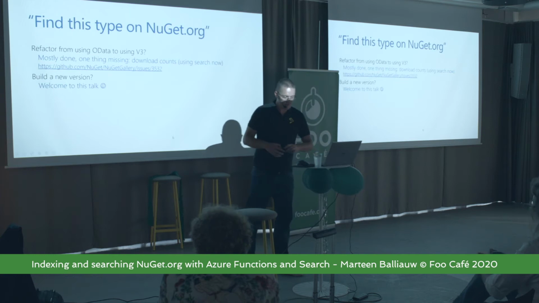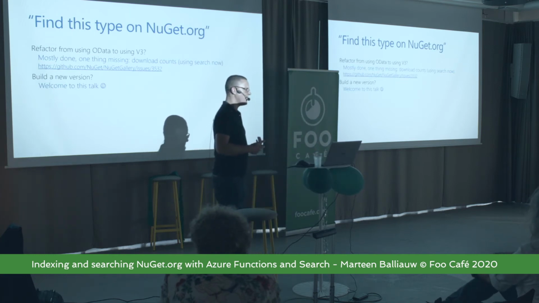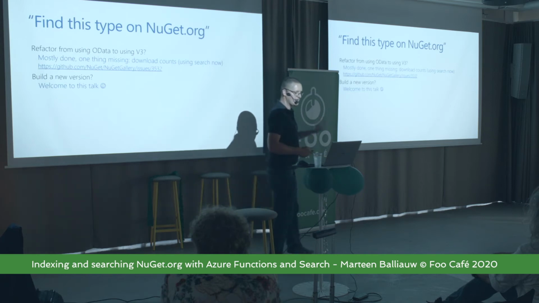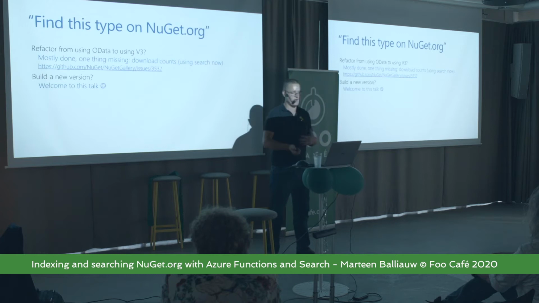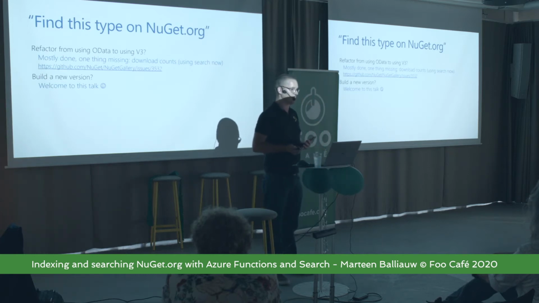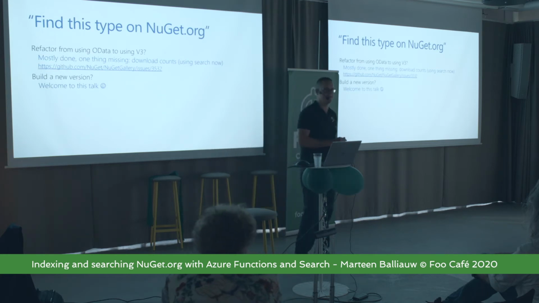Right. So back to our fine type on nuget.org. We thought, okay, if we have to refactor from OData to v3, that's a lot of changes in our current code base, so maybe we can start building a new version. We started doing that, actually a couple more versions than the one that I will be showing in this talk. But we also did update the old version just in case we didn't come up with anything new. So the old version can now also use v3.